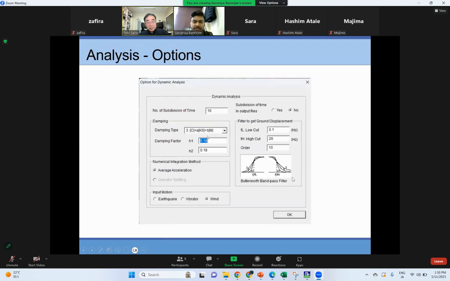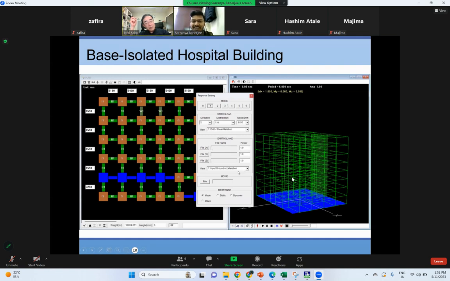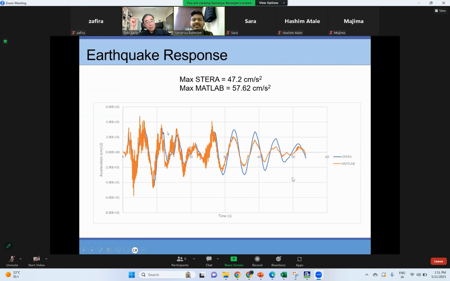And what I did, I used the damping factor of 18% because that was the damping factor of the isolation system. And since the whole building is rigid, I considered 18% for whole damping. Like small differences are coming with my program actually. Then I input the earthquake load, and this kind of difference is coming with my MATLAB and the Stera results. So still it is matching to some extent.